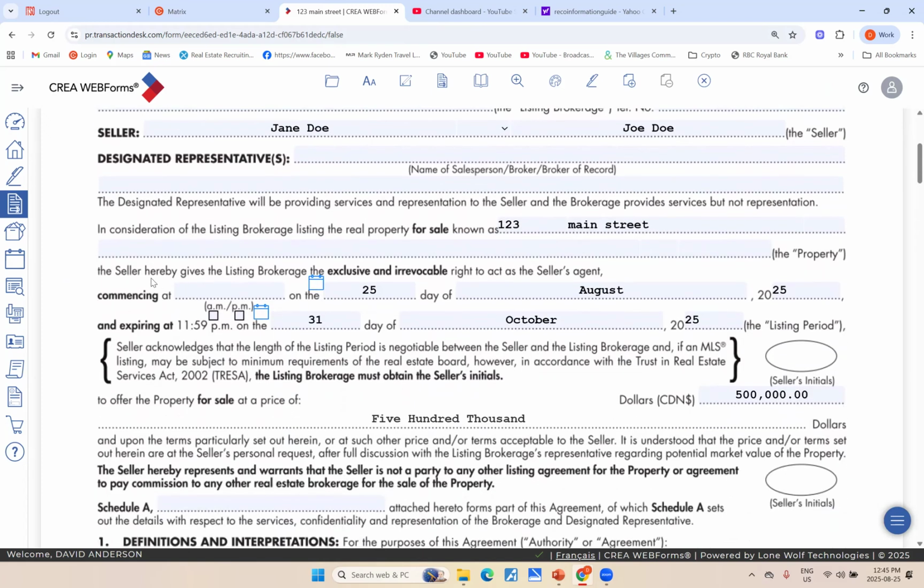And then the seller hereby gives the listing brokerage the exclusive and irrevocable right to act as the seller's agent, starting on, so you would put a time here, let's say 9 a.m., on whatever date that you're starting it, and finishing on this date whenever you're finishing it. Now, these dates that came in here were from when we filled in the information in the WebKit, so make sure that you fill them in if they're not there.